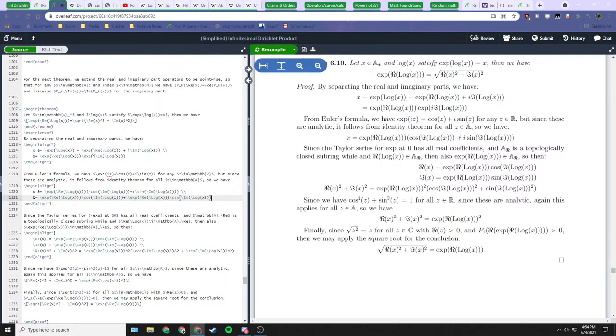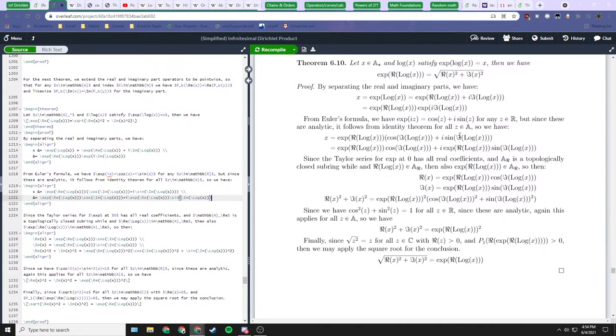Okay. Why is it doing this? I don't like that. Oh, okay, I know why. Because I never formatted this. Okay.